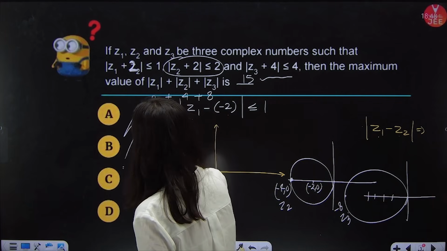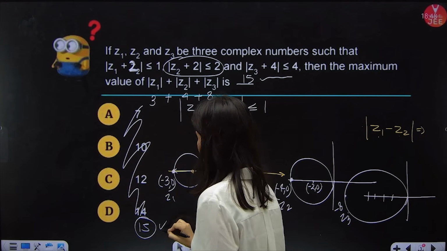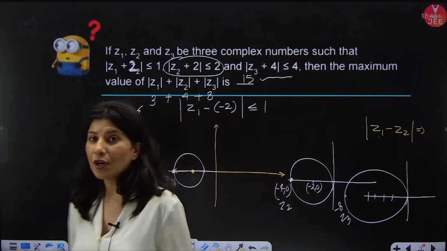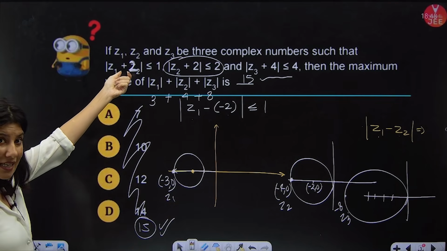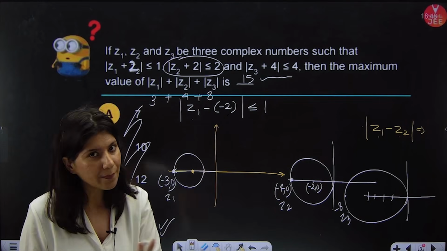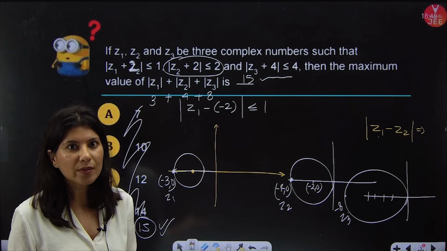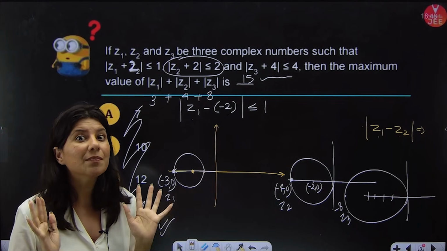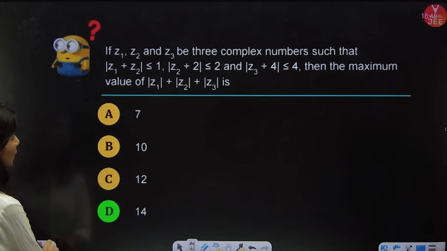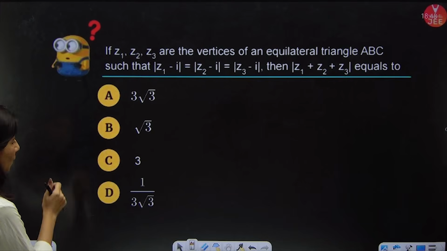You can just ignore the options, right? The 15 option is correct. So in this question, we have understood what mod Z1 plus Z2 or mod Z1 minus Z2 equal to some constant, or less than or equal to some constant, or greater than or equal to some constant means. Okay. All right. Now let us move on to the next problem.